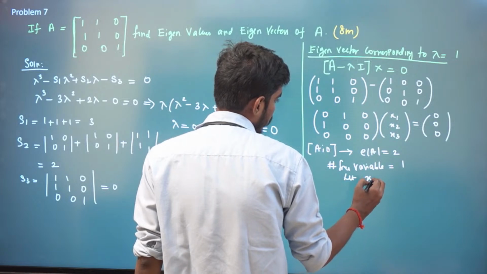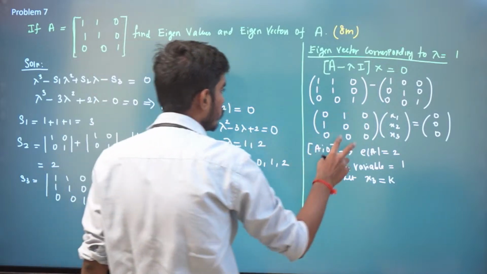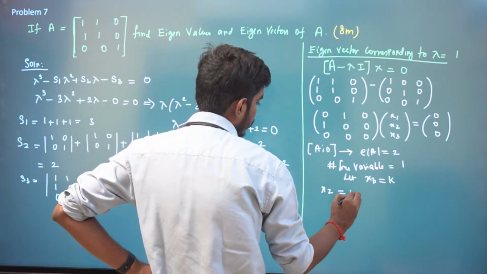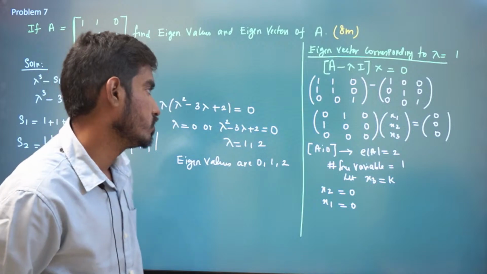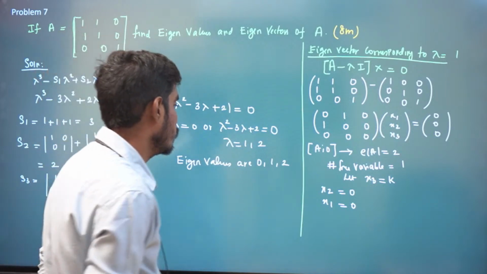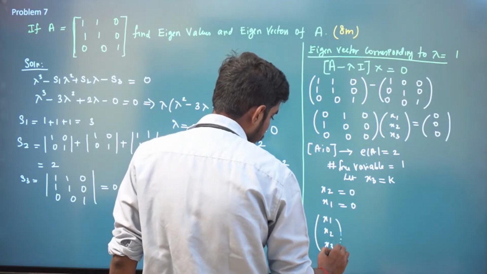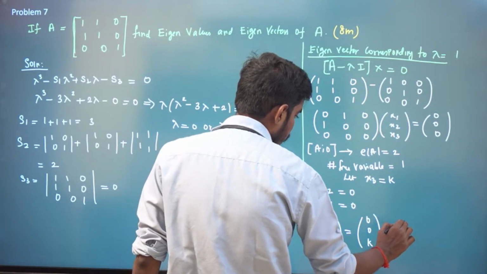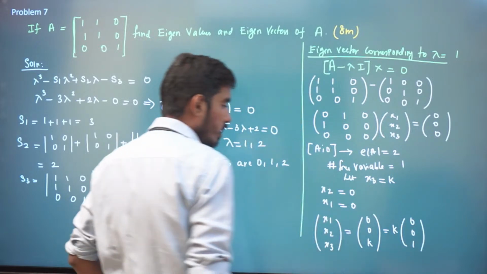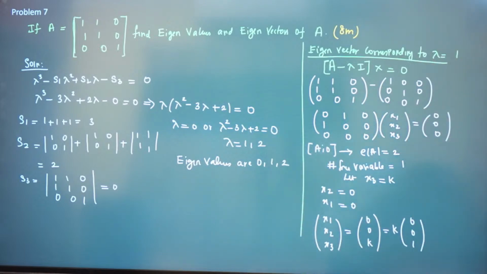Let us assume x3 is equal to k. Now if you solve these equations, you will have x2 equal to 0 and x1 also equal to 0, and x3 is k. So the eigenvector corresponding to the eigenvalue lambda equal to 1 is given by (0, 0, k). Taking k outside, (0, 0, 1) is the basis vector for the eigenspace corresponding to lambda equal to 1, right? Okay.